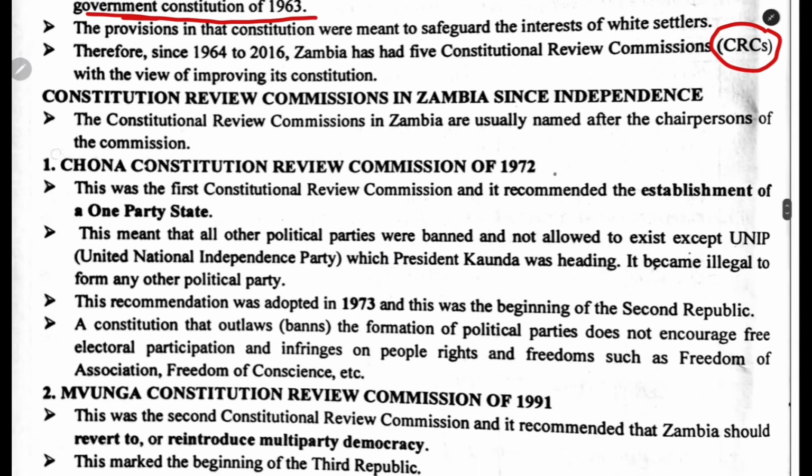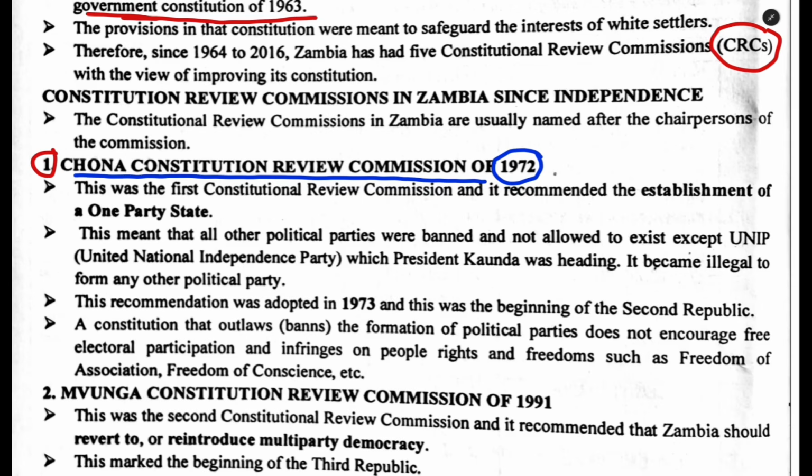So the first one was the Chona Constitution Review Commission. I should mention that these Constitution Review Commissions were named after the chairman of the commission. That is for four of them, except the 2016 one. So if you hear of the Chona, it means the chairman was Chona. So the Chona Constitution Review Commission of 1972. Know the Constitution Review Commission in full. Don't just write Chona, because some of you tend to be lazy in terms of writing. You have to write Chona Constitution Review Commission of 1972.